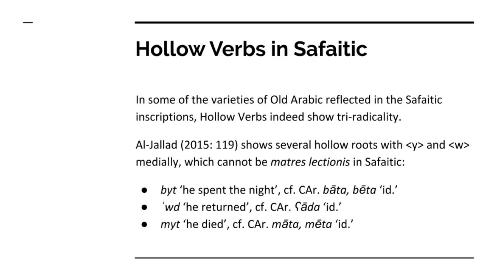So first of all, a very important reason to think they are not contracted is because in Safaitic, which is a dialect of Old Arabic, Ahmad Al-Jallad has shown they do not seem to be contracted. We actually see verbs like bayata, he spent the night, which corresponds to classical Arabic bāta or bēta, and awada, he returned, for classical Arabic āda, and mayata for classical Arabic māta or mēta.